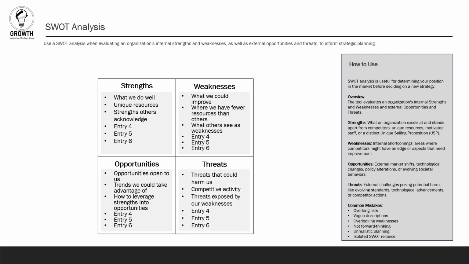Finally, identify threats. Also using Porter's 5 forces analysis, this could include increasing competition, regulatory changes, shifts in customer preferences, or supply chain vulnerabilities. Consolidate those findings together, and you have a SWOT matrix, creating a clear and organized visual representation of your strengths, weaknesses, opportunities, and threats.